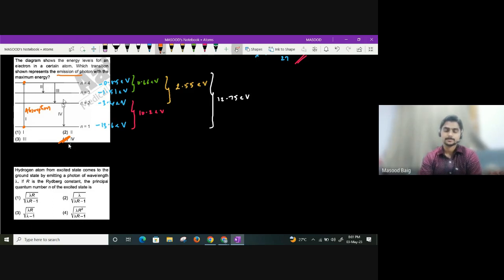Yes or no? So already we have done this question. We got it as lambda r divided by lambda r minus 1. Okay, we have already done the question, guys. Let us see the next case.